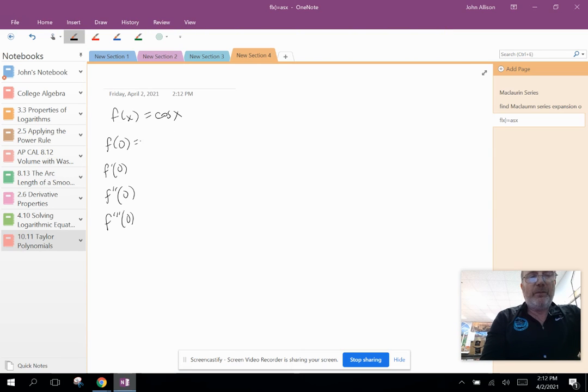We know that f of 0 is 1. Cosine 0 is 1. f prime of x is negative sine x, and negative sine 0, f prime of 0, is 0. Sine 0 is 0. Then f double prime of x is going to be negative cosine x. Cosine of 0 again is 1, so this becomes negative 1.